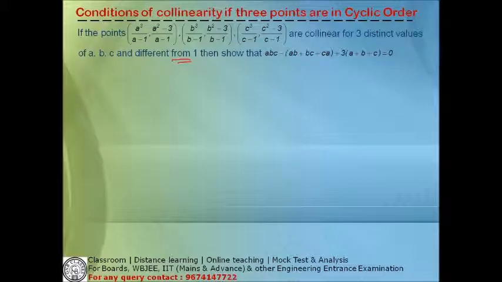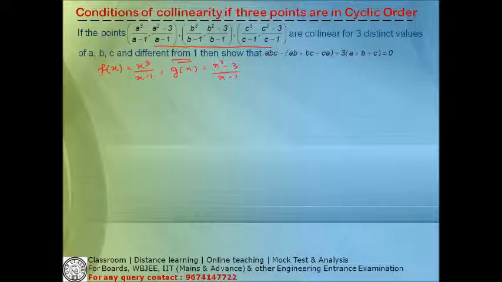So clearly the coordinates that are given to us are cyclic. So here we are defining the function f(x) as x cubed by x minus 1 and the function g(x) as (x square minus 3) by x minus 1. Is this okay?